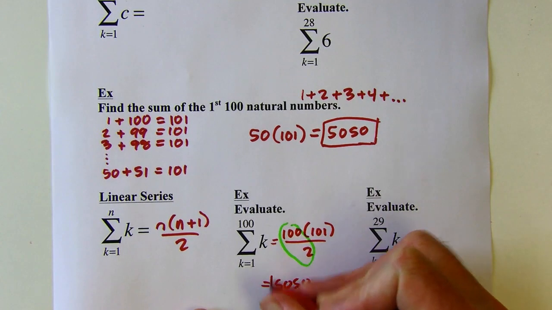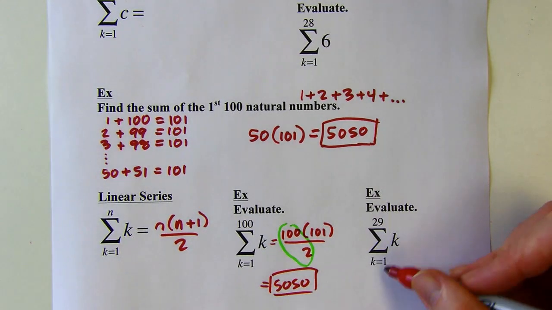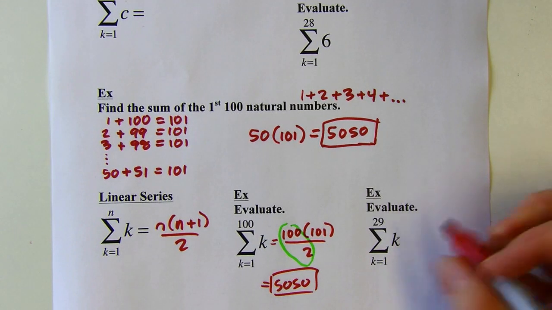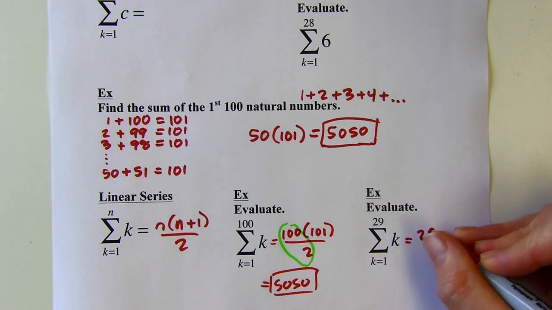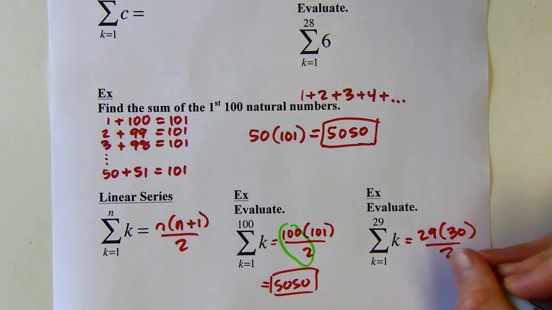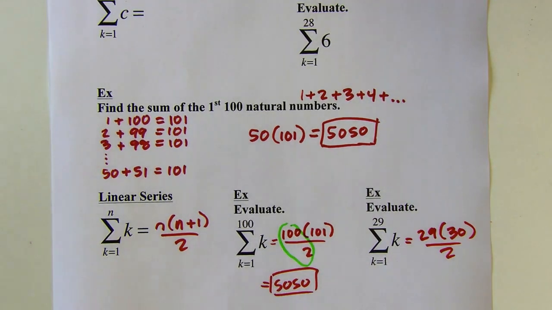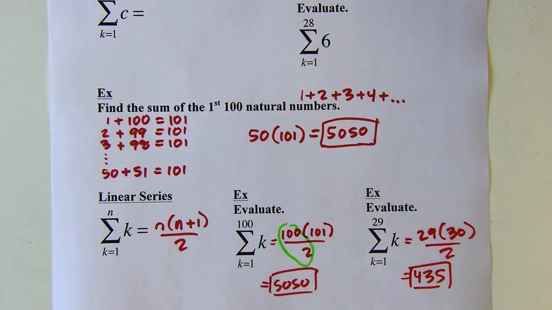But the nice thing about this formula, if you memorize it, then you can just think, oh, okay, I'm going to have 29 terms here. I'm going from 1 to 29, so it would be 1 plus 2 plus 3 all the way to 29. But I'm going to take the number of terms times the number of terms plus 1, divide that by 2, and I can get my solution really quickly. It's going to come out to 435 here. Okay? So that's a linear series.